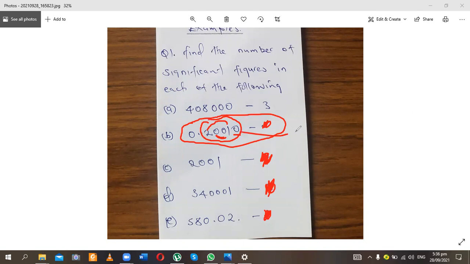We can count them. How many are they? We have 1 here, 2 here, 3 here, 4 here, 5. So in that number, we can say that there are 5 significant figures. Which figures are they? We are talking about these ones here. They are all significant for as long as these zeros are coming after the decimal place.